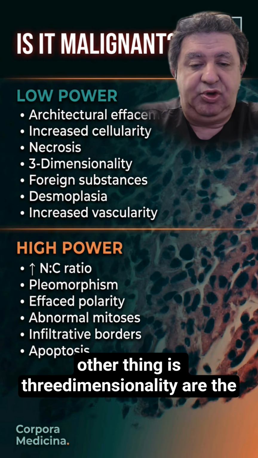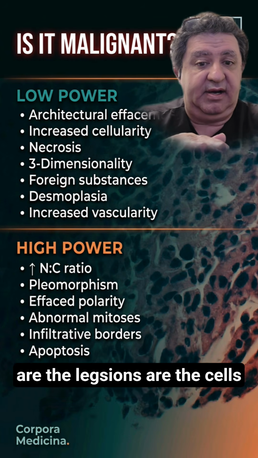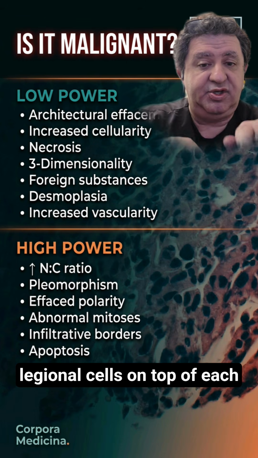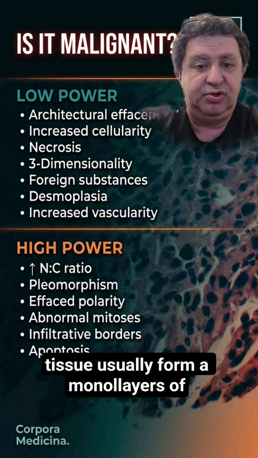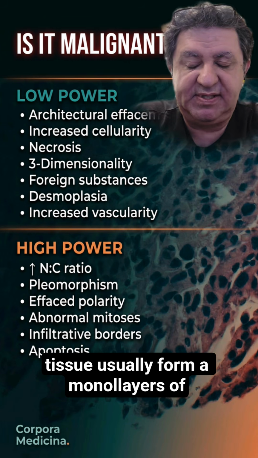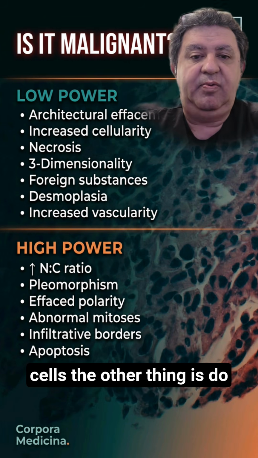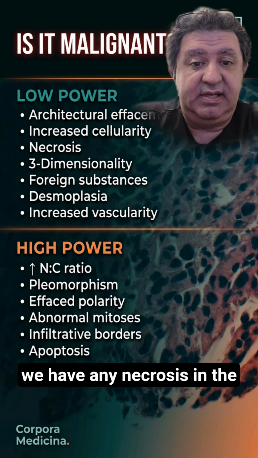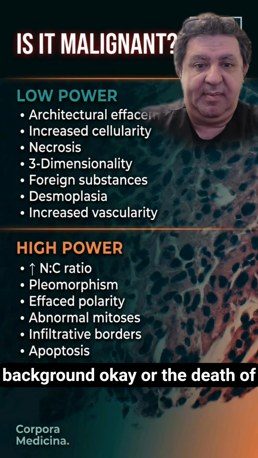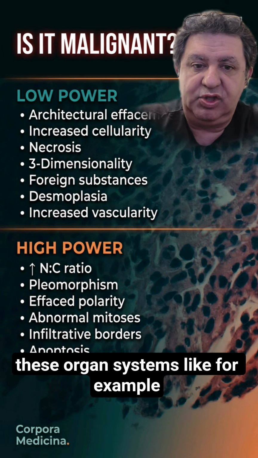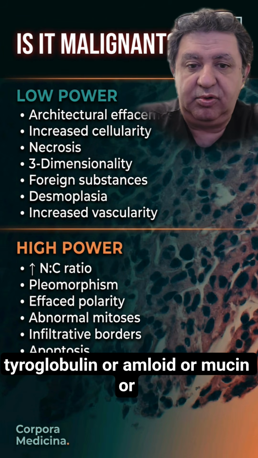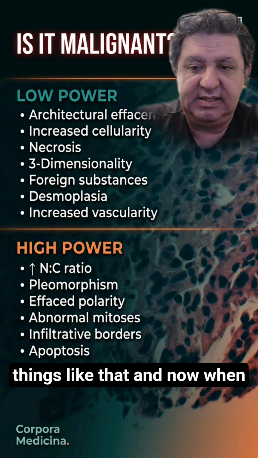The other thing is three-dimensionality. Are the lesional cells on top of each other or not? The usual normal tissue usually forms monolayers of cells. The other thing is, do we have any necrosis in the background, okay, or the death of many cells? Do we have any substances that do not belong in these organs or systems, like, for example, thyroglobulin or amyloid or mucin or things like that?